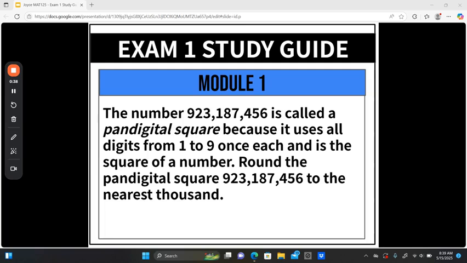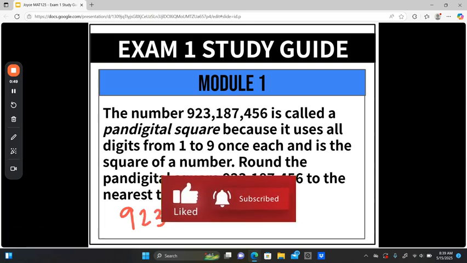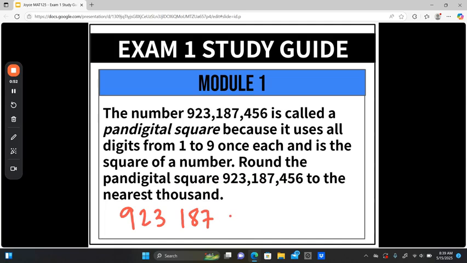Okay, so this is a rounding problem, and let's go ahead and write our number here just a little bit bigger so we can look at the place value. 187,456. Okay, so this problem wants us to round to the nearest thousand. So let's look at the thousand place, which is going to be right here. And per rounding rules, we look to the right, and if this digit is smaller than 5, then this digit will remain the same, and the rest will become zeros.